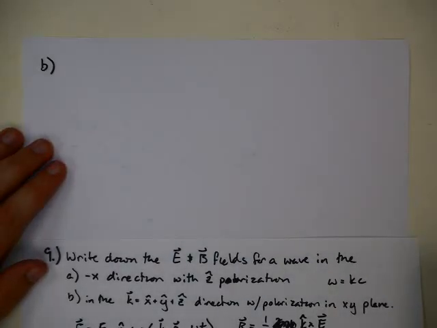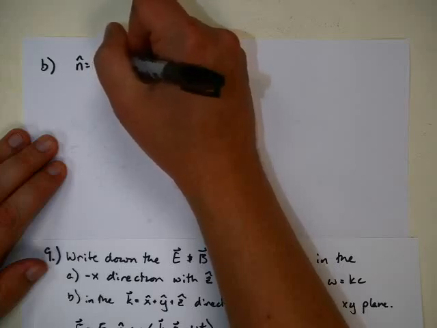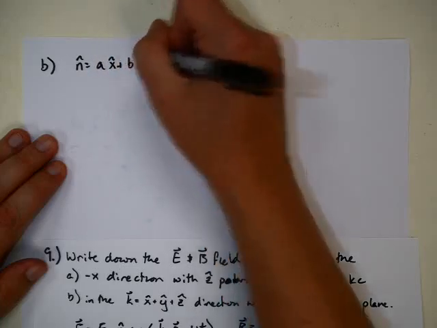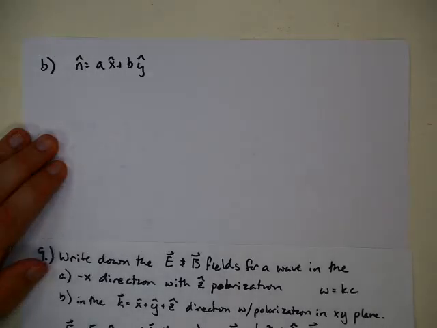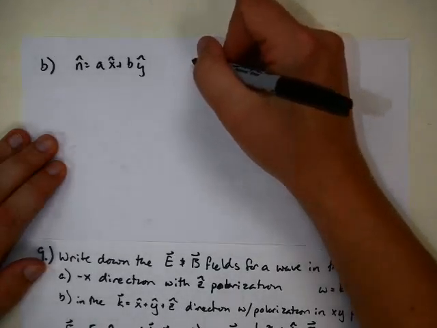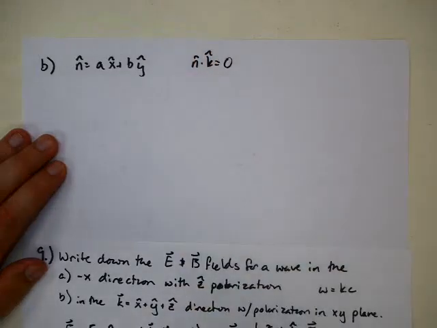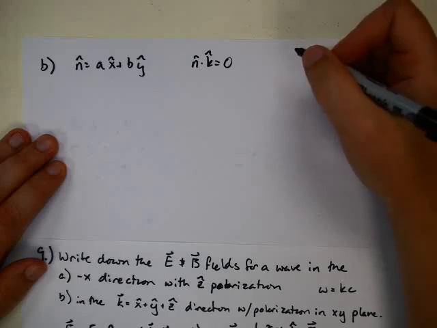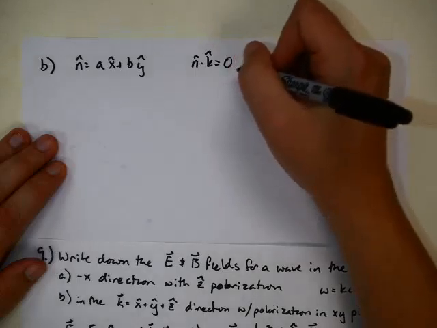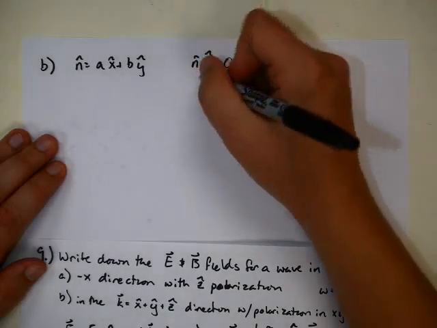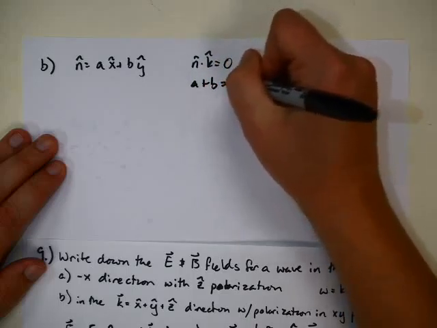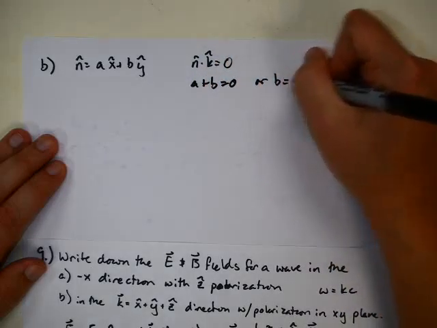So, with the polarization in the xy plane, I know that n hat will be able to be written as a x hat plus b y hat. And furthermore, we know that for electromagnetic waves, n hat dot k hat must equal 0, and k hat is given to me. It's x hat plus y hat plus z hat, or at least that's the direction of k hat, which is enough for us, because what that gives is n hat dot k hat is then a plus b must equal 0, or b must equal minus a.